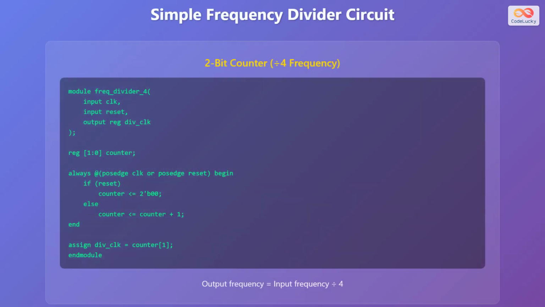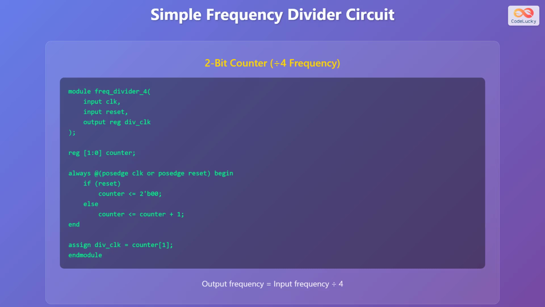Here's an example of a simple frequency divider circuit using Verilog code. This is a 2-bit counter, which divides the frequency by 4. The module is named Frequency Divider 4. It takes clock and reset as inputs and provides divided clock as output. The counter is a 2-bit register.